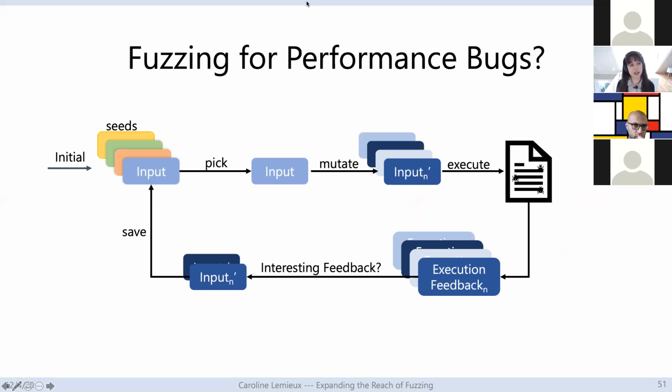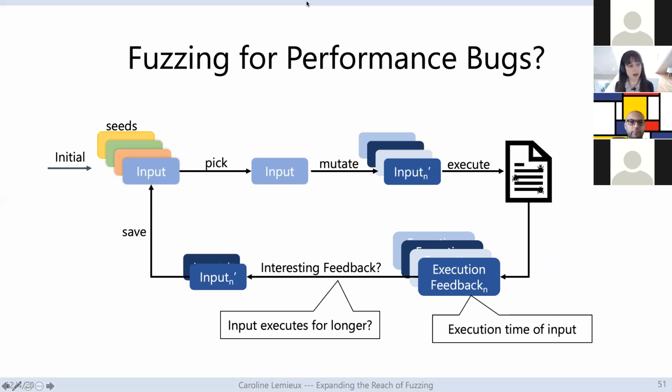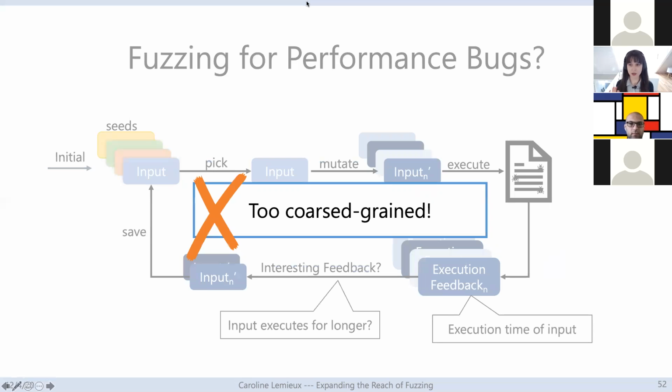And you can think about how you might be able to use this kind of feedback-directed fuzzing to find performance errors. Maybe one of the natural things is to say, well, why don't I just keep track of the execution times of all the mutated inputs I'm generating, and then save inputs that execute for longer, and keep doing this, and eventually I'll find inputs that cause performance errors. The reality, though, is that this turns out to be a little too coarse-grained to actually find the worst-case algorithmic performance of some programs.